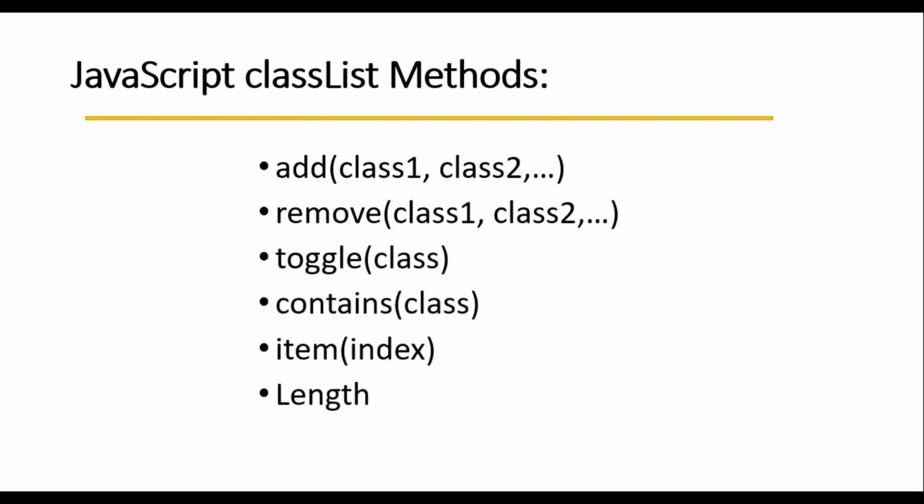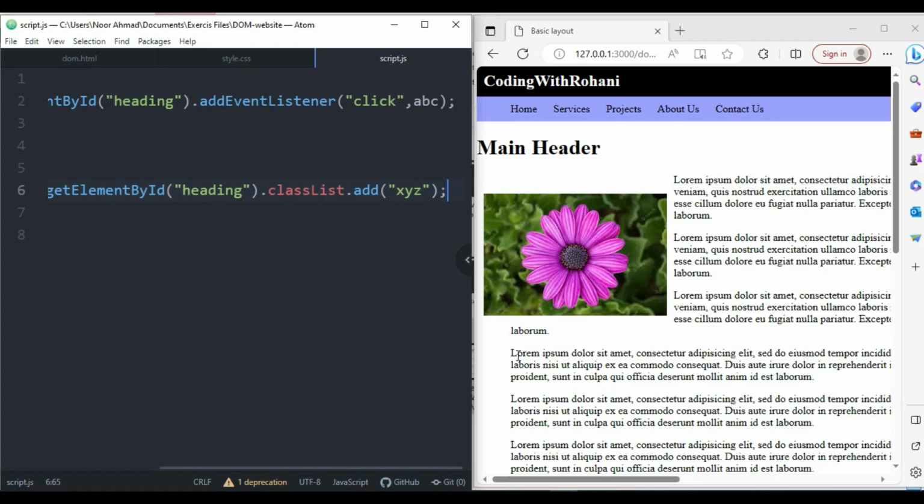Well, the classList doesn't have only two methods, it has 5 methods, which are add, remove, toggle, contains, item, and length. So we are going to start with the first two of them, which are add and remove. Then we will talk about the others.